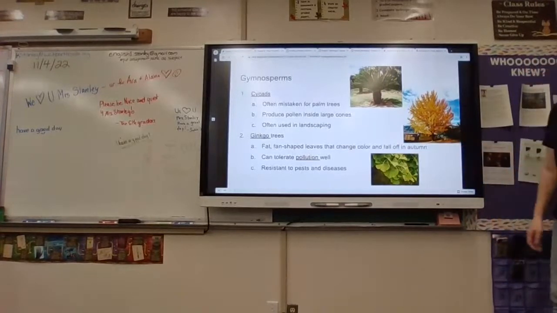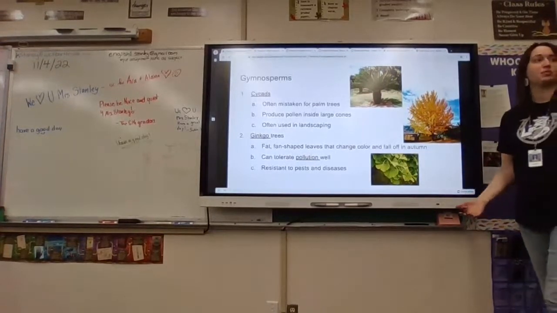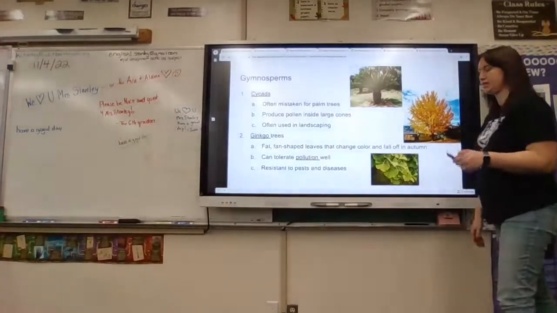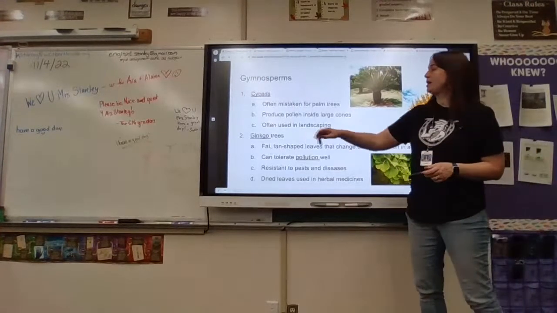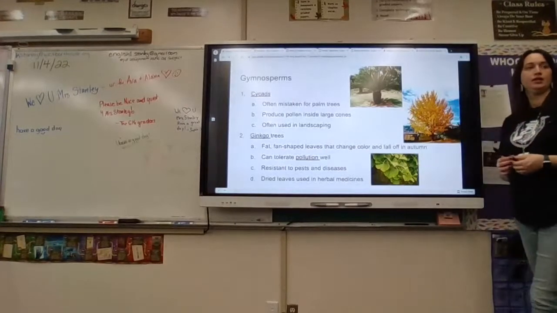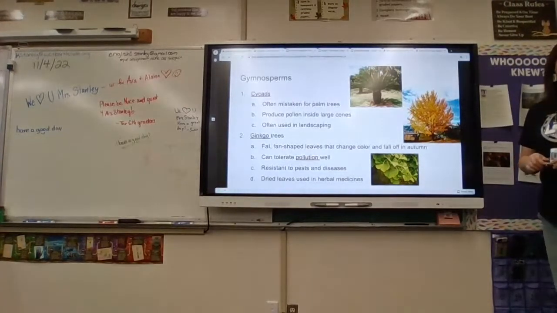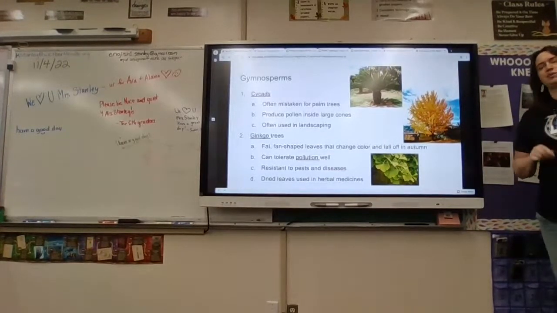Ginkgo trees are also really resistant to pests and diseases. Again, that's what makes them good for landscaping and good for planting in the city. And if your parents are the supplement vitamin taking type, they might take ginkgo. Ginkgo biloba is a common supplement, if I remember correctly. I think it helps with memory.